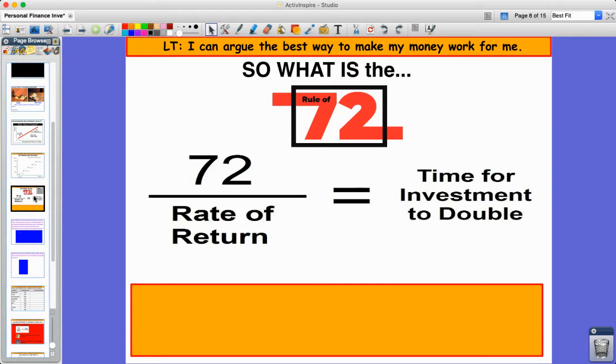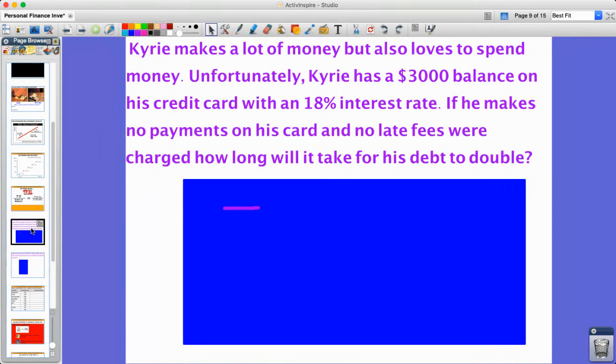So the rule of 72 says that whenever you want to figure out how long it will take for an investment to gain interest and double, you put 72 over the rate of return equals the time for the investment to double. So let's take a look at an example so we can understand this.